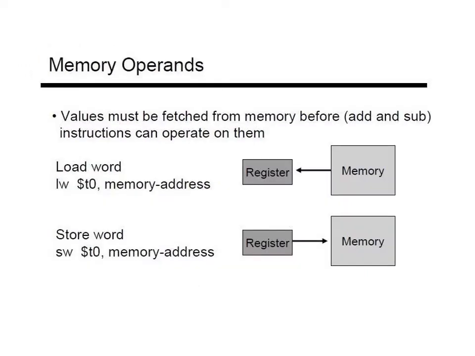What about memory operands? Values must be fetched from memory before add, sub, or any other operations, so instructions can operate on them. Here are 2 steps to take the operands from memory. The first one is load word, mentioned by LW $T0, then the memory address. That means the value from the memory address will be loaded into the register T0.